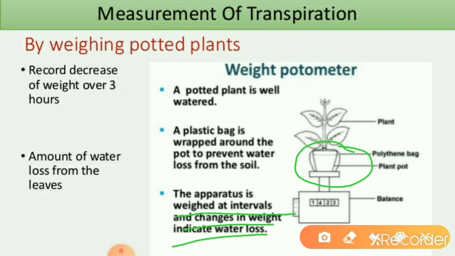How did this difference occur? Because when you kept that plant in the sunlight, what process took place? The transpiration process took place. So by this transpiration, what is lost? Water is lost from the plant body in the form of water vapor. Because of this transpiration only, what reduced? The weight of that potted plant reduced. So this is the first method of measuring transpiration, the weighing method. Is it clear?